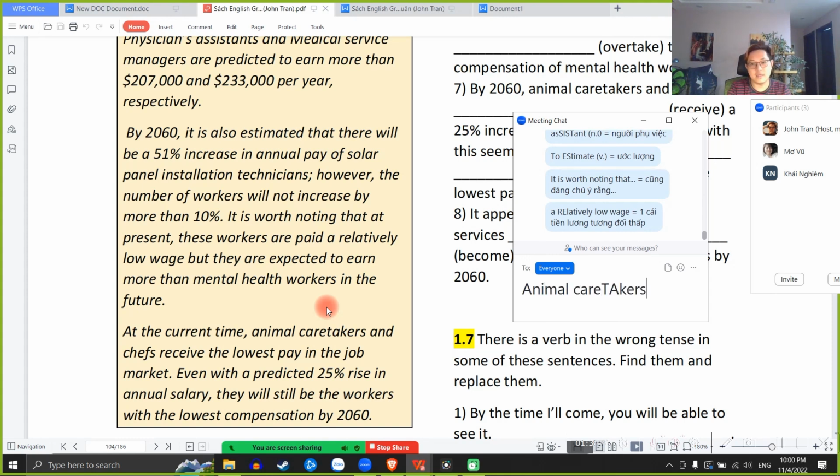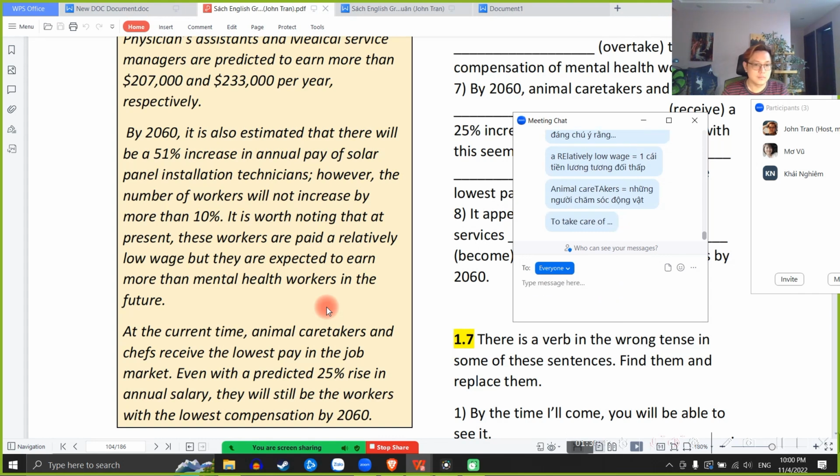Okay, at the current time, animal caretakers and chefs will still have the lowest pay in the job market, even with a predicted 25% rise in annual salary. They will still be the workers with the lowest compensation by 2060.